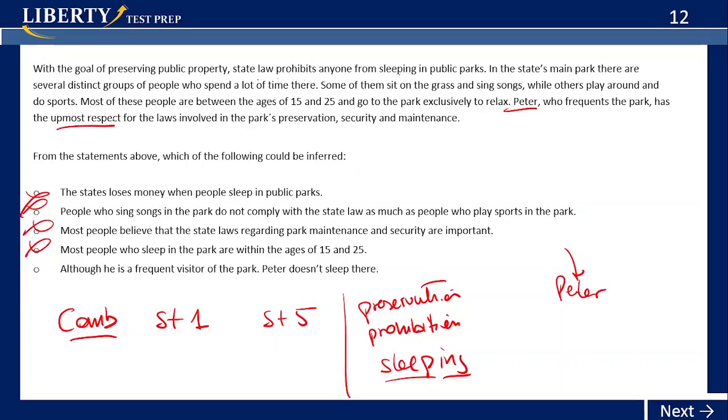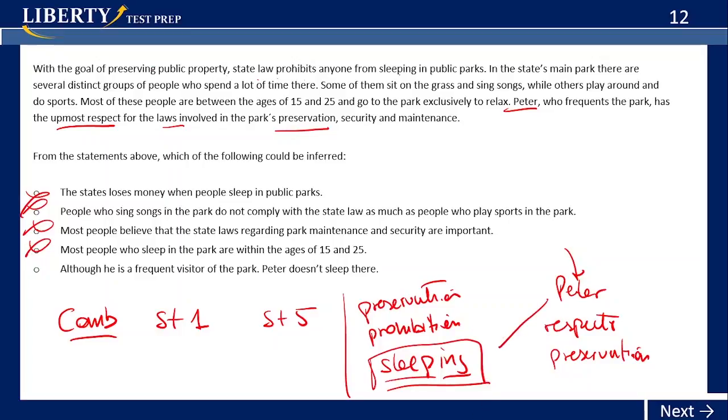And then they tell you, Peter has the utmost respect. He complies with laws involved in the park preservation. So as one of the laws for the park preservation is a prohibition to sleep in the park, Peter has respect and complies with that prohibition. So he doesn't sleep in the park. So letter E here. You see? That's how inferences are built. That's how inferences are basically analyzed.